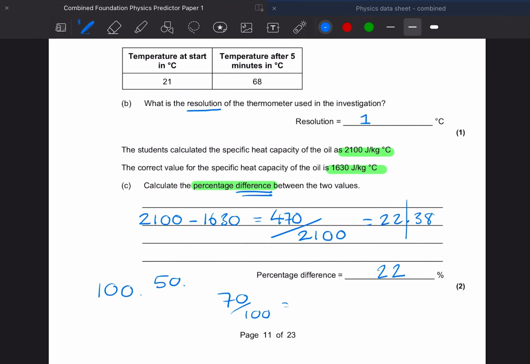You could have divided it by the other one as well. You could have done 470 divided by 1630, and if you'd done that, you'd have got 28.8.